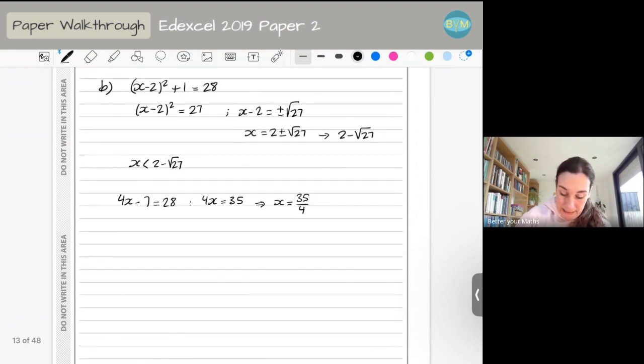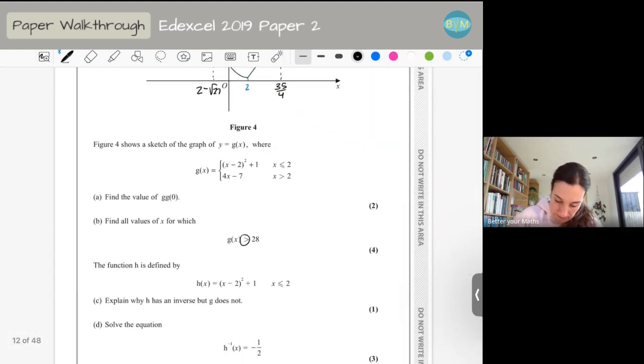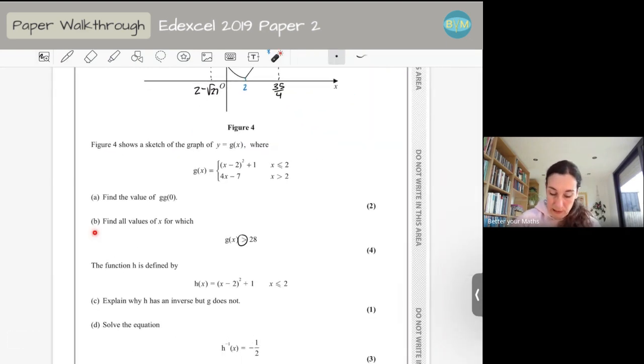So my x must be greater than 35 over 4. If I combine both solutions together, I have to say something like x is smaller than 2 minus root 27, or x is greater than 35 over 4. They don't ask me to use set notation because they say only find all the values of x.